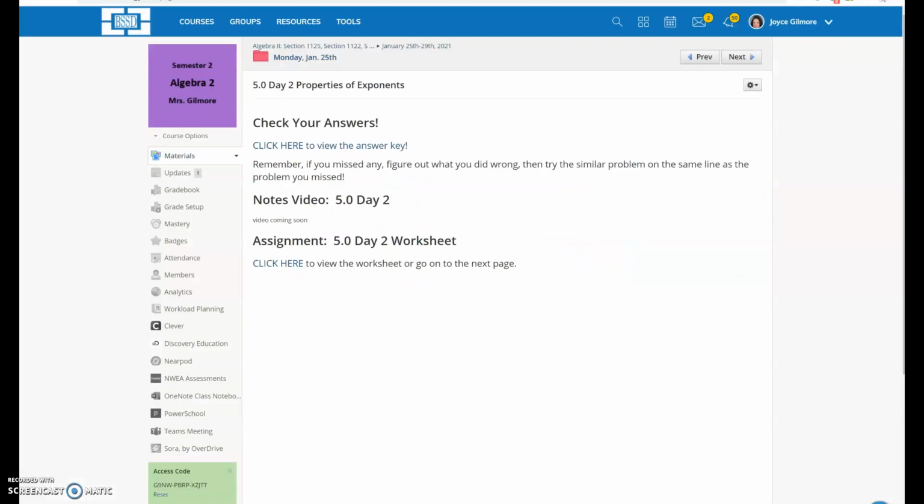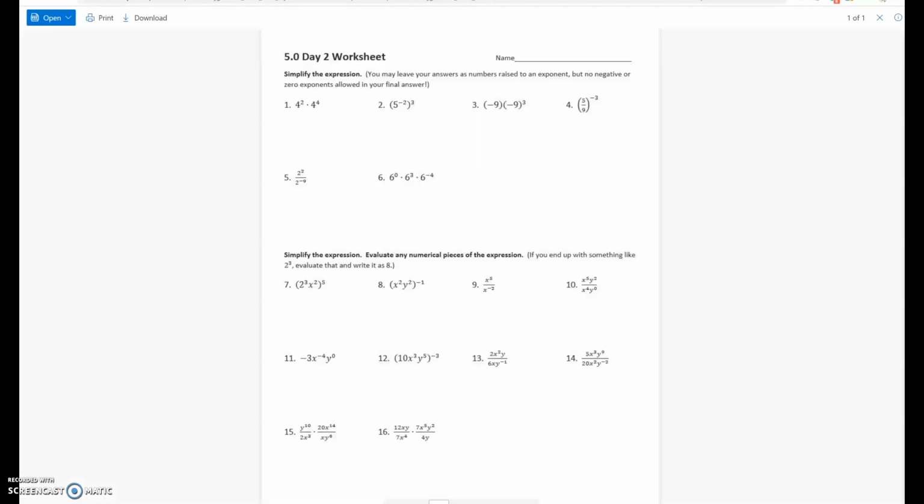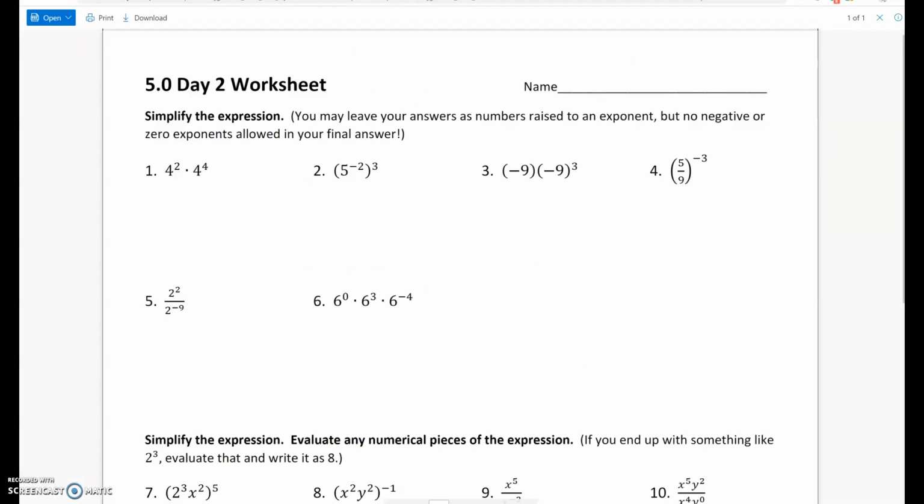Okay, the video will be here as soon as it's done being recorded. Your assignment is a worksheet. You click the link to view the worksheet. On the top half of this worksheet, you may leave your answers as numbers raised to an exponent, but no negative or zero exponents allowed.